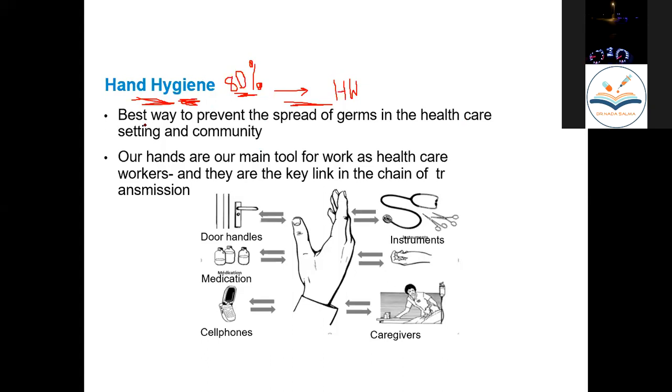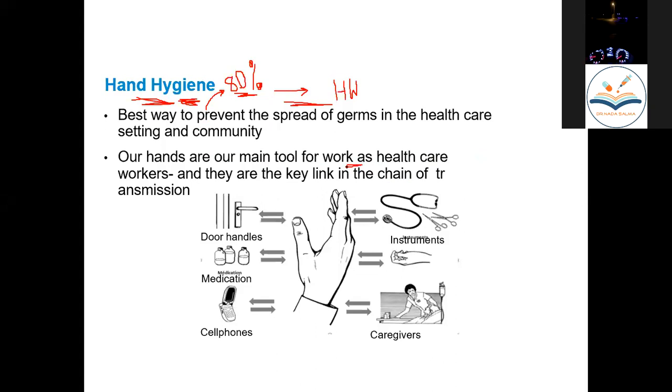Okay, besides the other means, the infection control measures and precautions that we apply in our daily life or in the hospital, the best way to prevent the spread of germs in healthcare settings and community, as we said, can reach 80% infection decrease. Our hands are the main tool to work. As Talal said a while ago, we use our hands in everything.